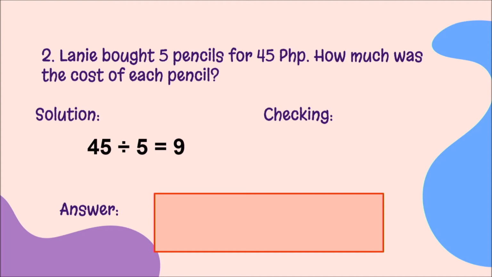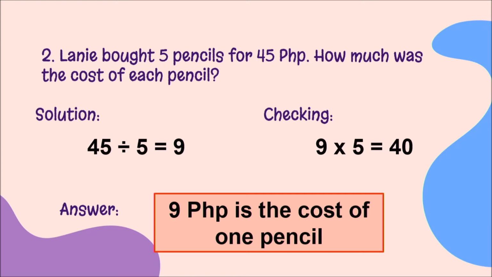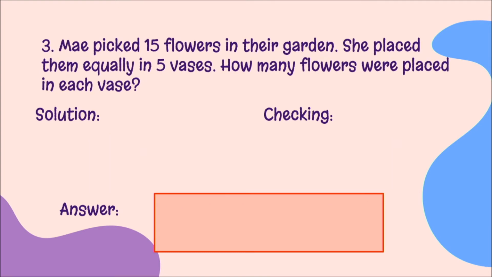And we have to check it. We have to multiply the divisor and also the quotient. We have 5 times 9 and it is equals to 45. So it is correct. 9 pesos is the cost of 1 pencil.